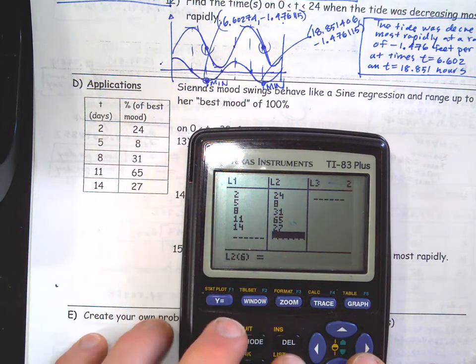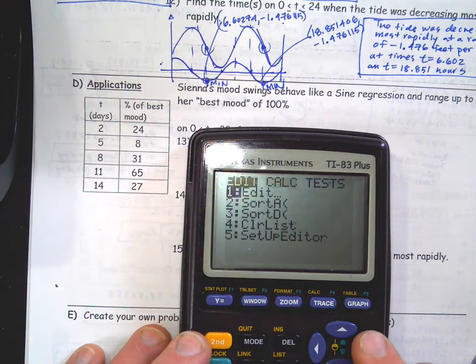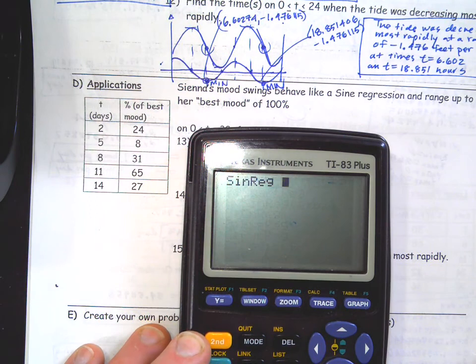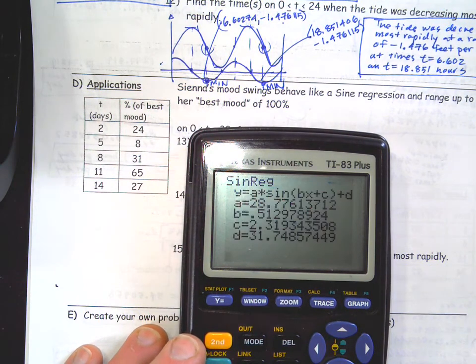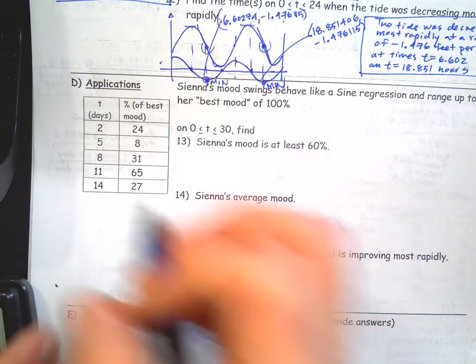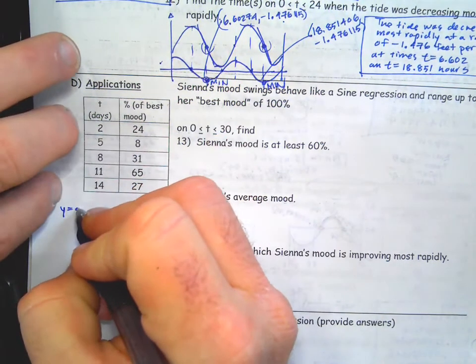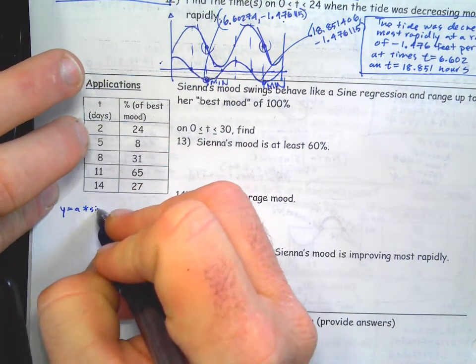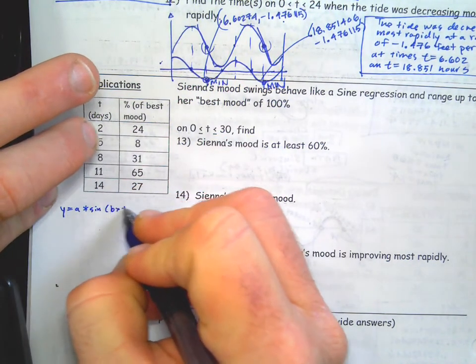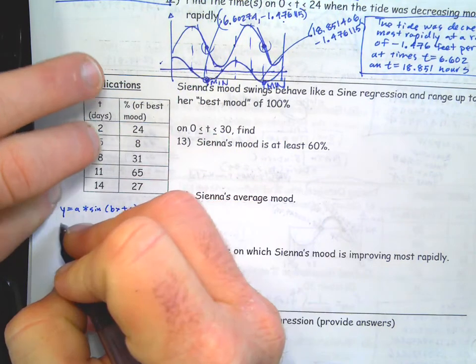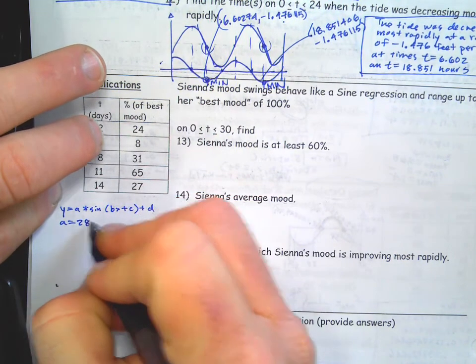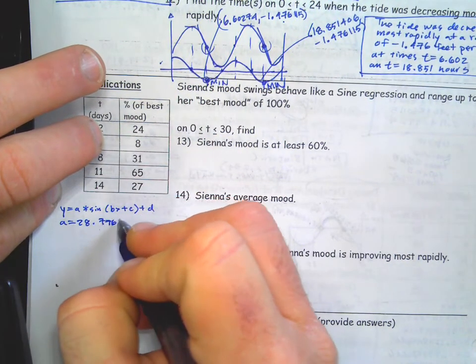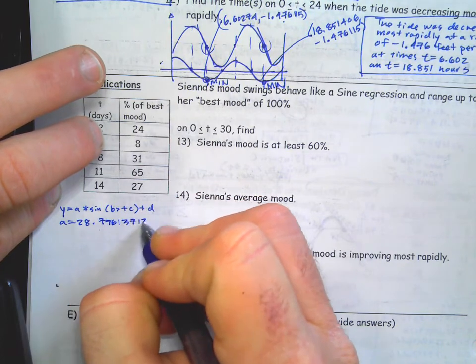Okay, so then we can go stat, calc, bottom list, sine reg. They're in list 1, list 2, so we can just hit enter. Thinking. Write this down. Y equals A times sine of BX plus C, plus D. A equals 28.77613712.